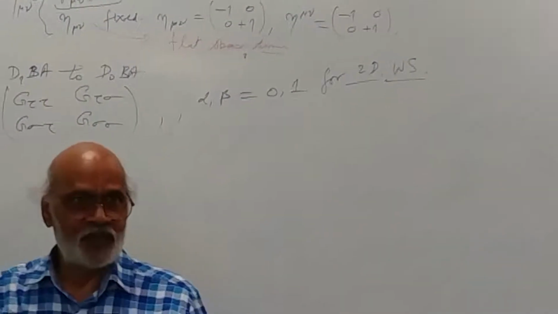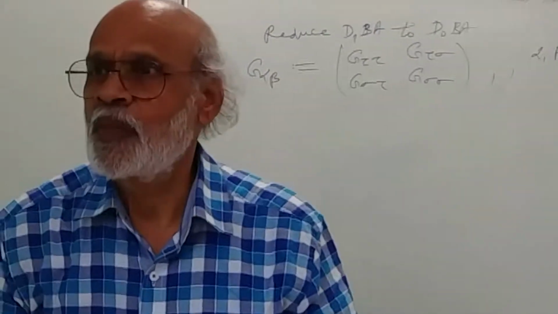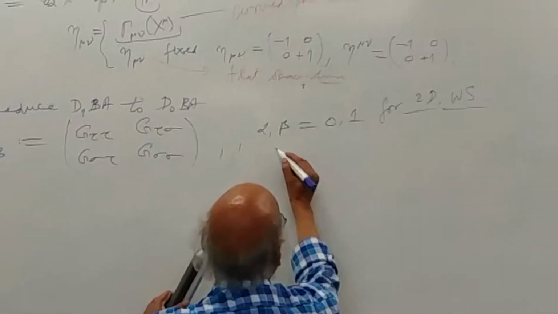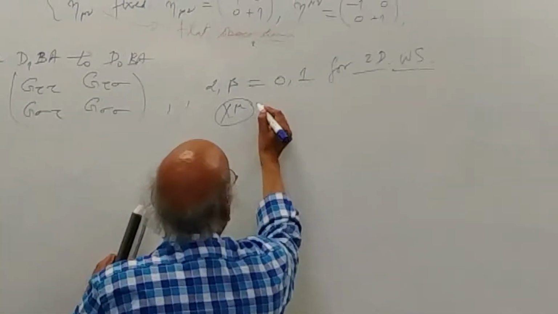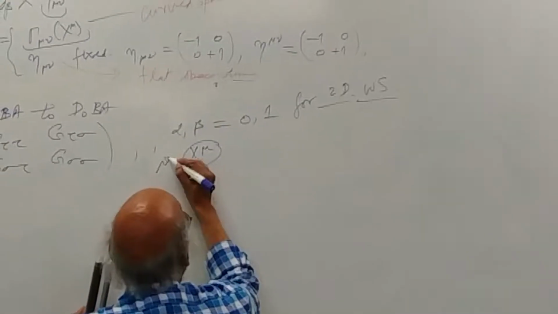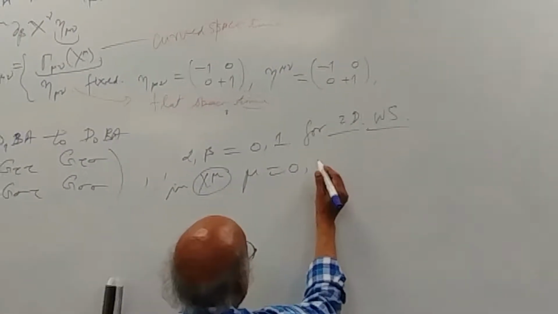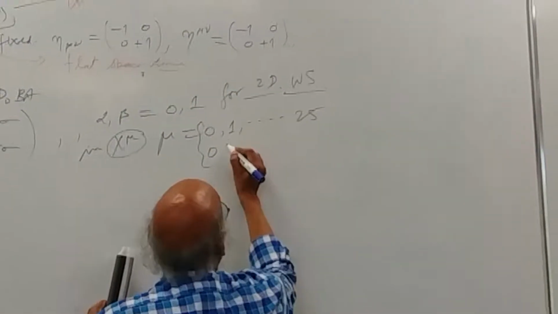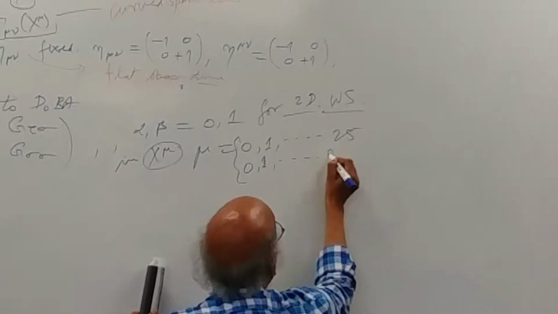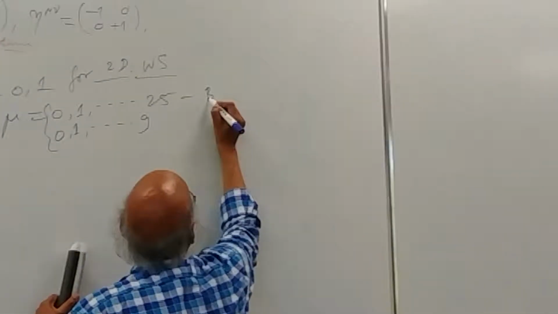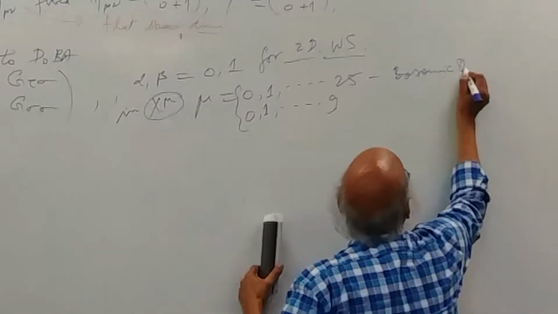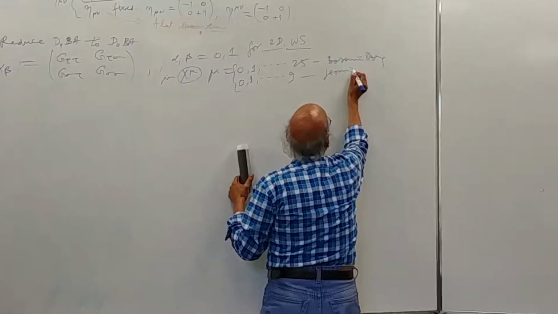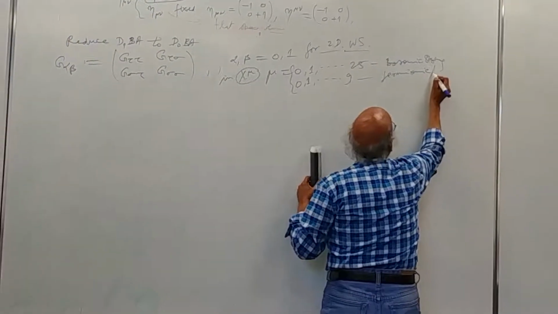For two-dimensional world sheet space, alpha and beta are taking values 0 and 1. And let me again repeat that the index in x mu is taking values 0, 1, up to 25 for the bosonic string, and 0, 1 up to 9 for the superstring.